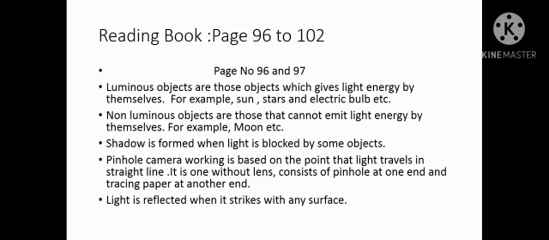So this point clearly shows that light always passes in a straight line. So when light is blocked by some object, then the shadow of that object is formed. Number four point is about pinhole camera. Pinhole camera working is based on the point that light travels in a straight line.